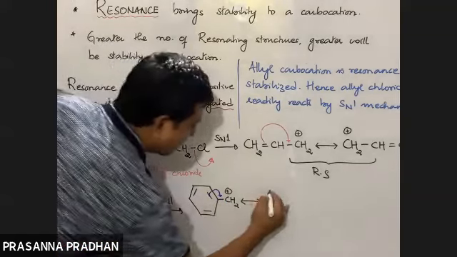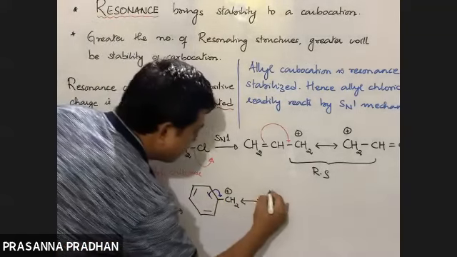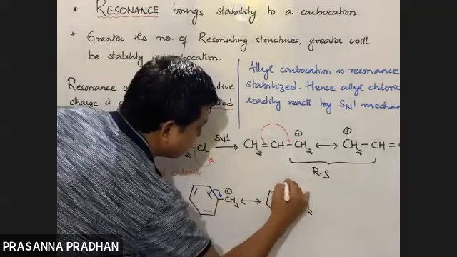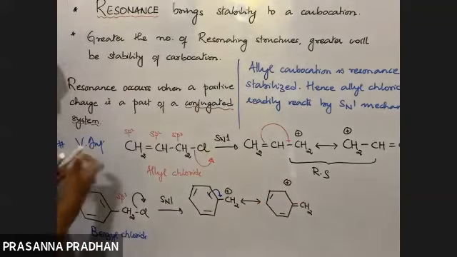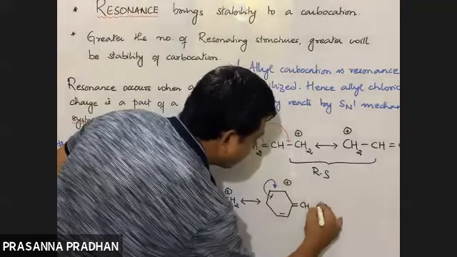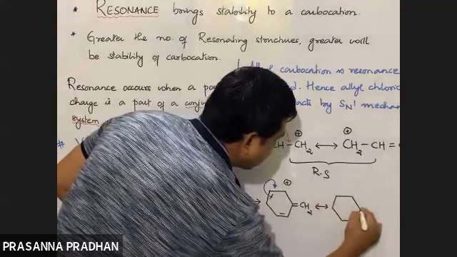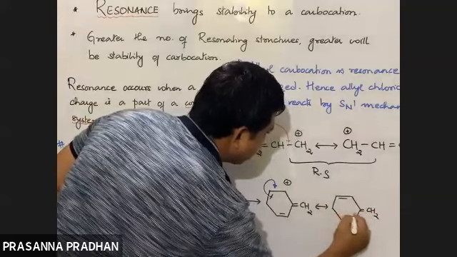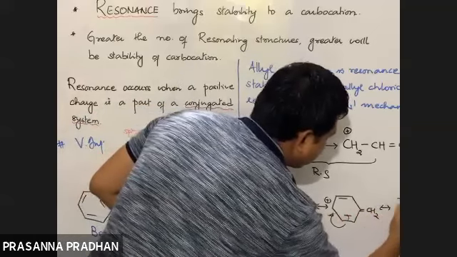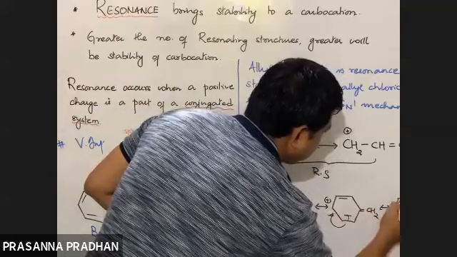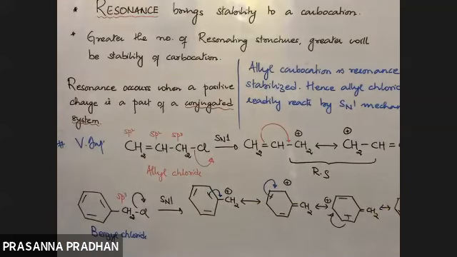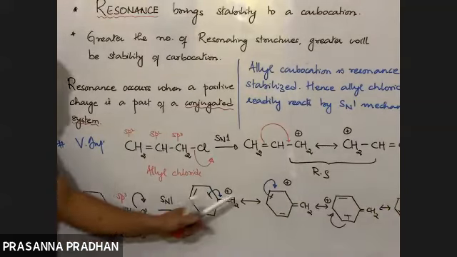So this will go out here. This will shift towards the lone pair. The pi electrons move towards the positive charge. The positive charge will shift out here. Again, these pi electrons will shift out here, like this, and so on. So how many resonating structures do we get here? How many? 1, 2, 3, 4.